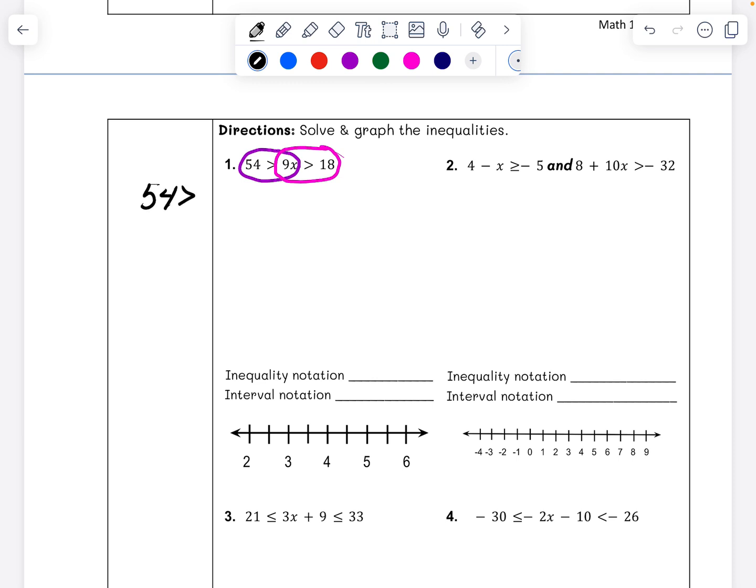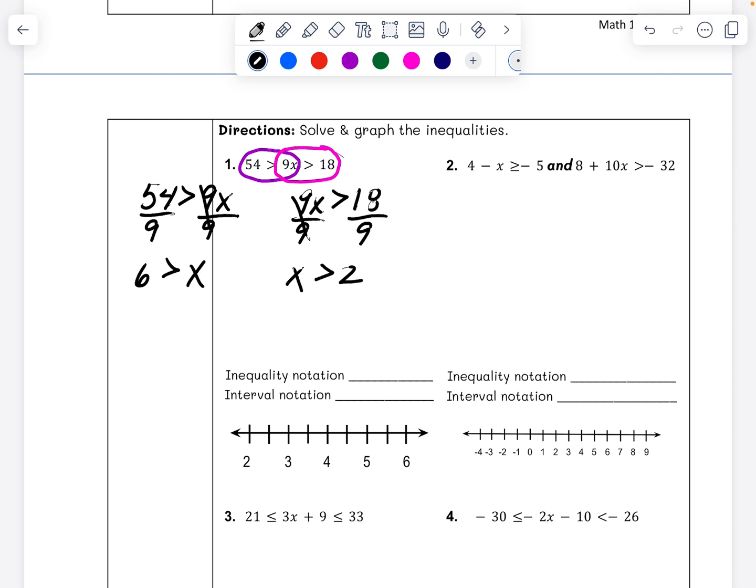54 is greater than 9x. 9x is greater than 18. So we're simply going to divide each side by 9. We get 6. These cancel. 6 is greater than x, or x is less than 6. We're going to divide by 9 on both sides here, and we get x is greater than 2.